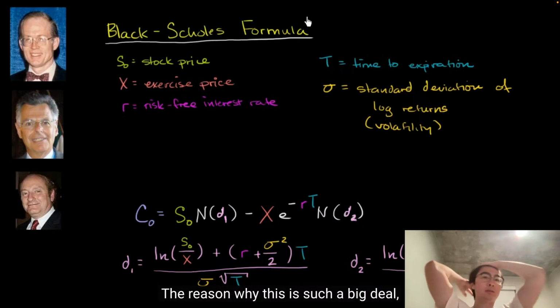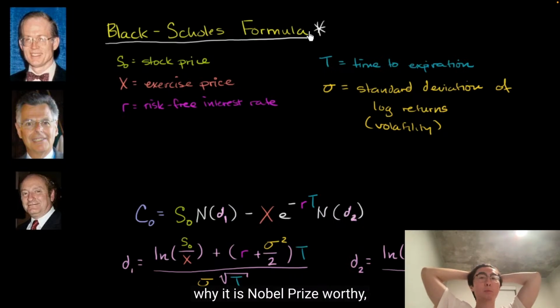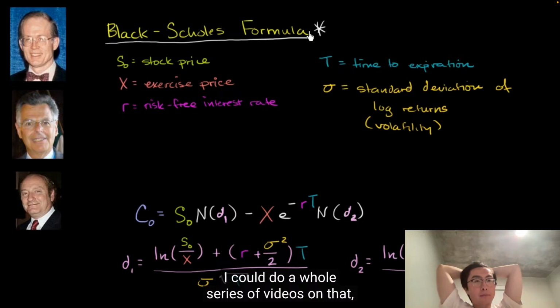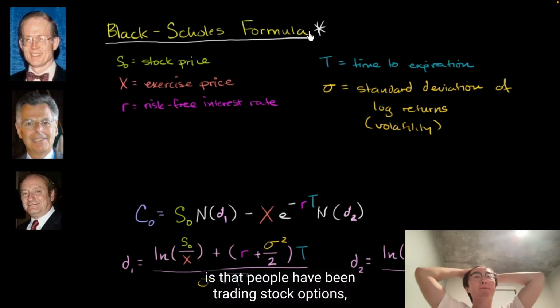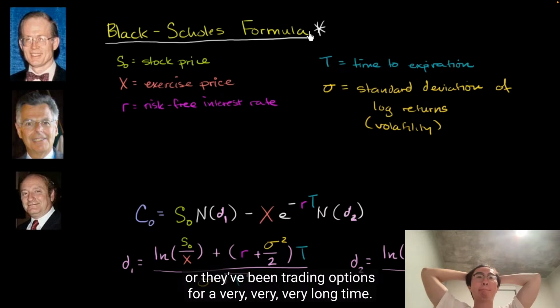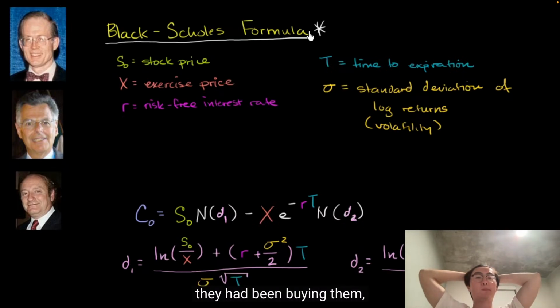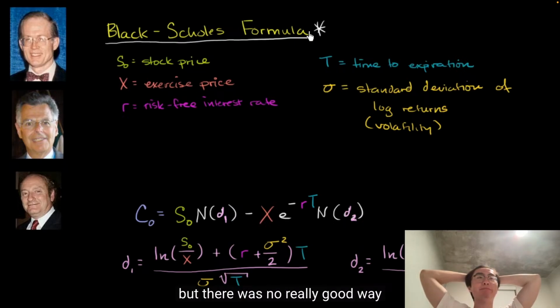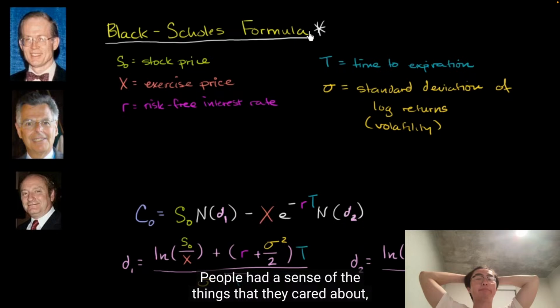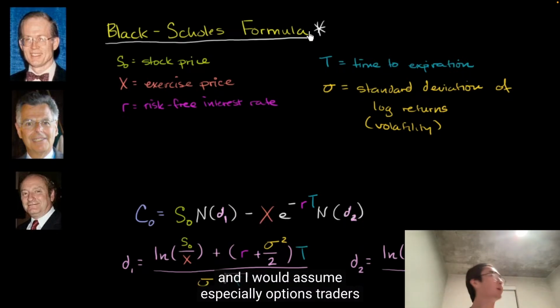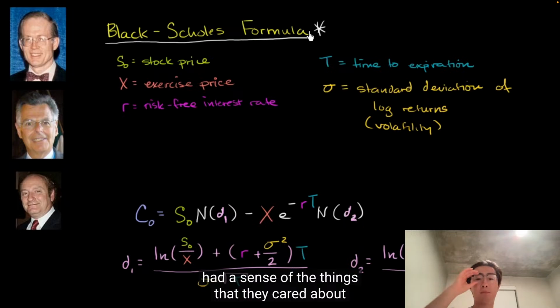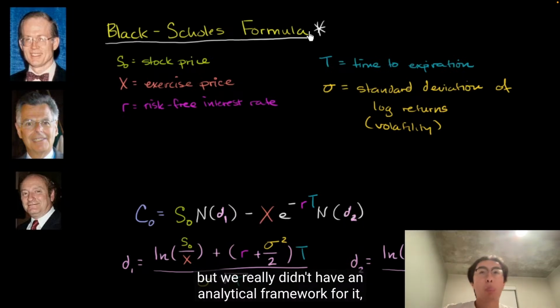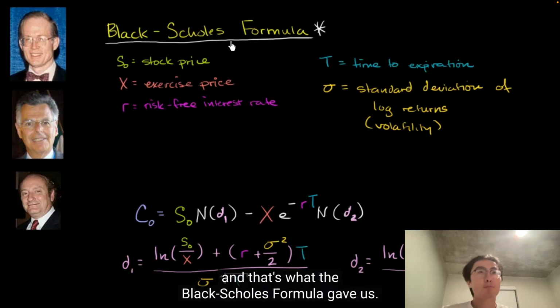And the reason why this is such a big deal, why it is Nobel Prize worthy, and actually there's many reasons, I could do a whole series of videos on that, is that people had been trading stock options for a very, very long time. They had been buying them, they had been selling them. It was a major part of financial markets already. But there was no really good way of putting our mathematical minds around how to value an option. People had a sense of the things that they cared about, and I would assume especially options traders had a sense of the things that they cared about when they were trading options, but we really didn't have an analytical framework for it, and that's what the Black-Scholes formula gave us.